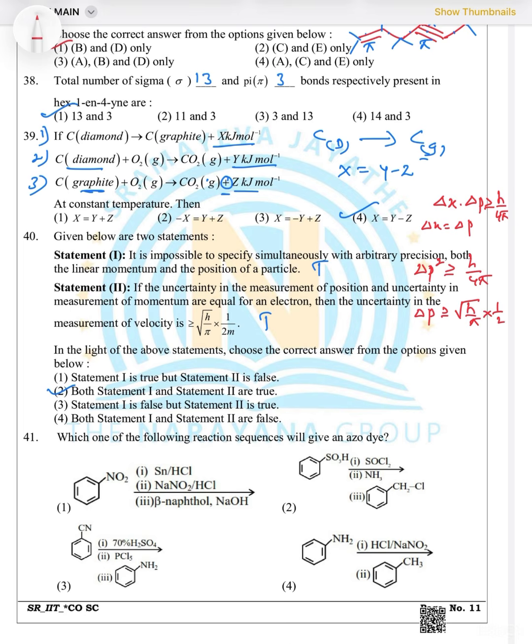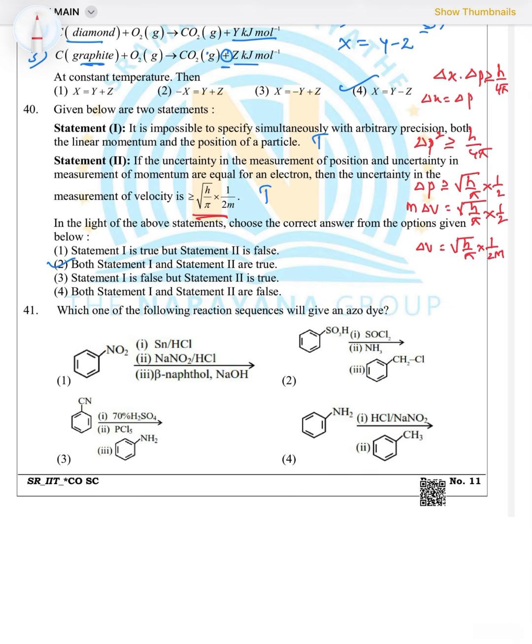Then m delta v, that is momentum, is equal to mass into velocity, that is equal to under root of h by pi into 1 by 2. Then delta v is equal to under root of h by pi into 1 by 2m. So that is given here, correct statement. Next.